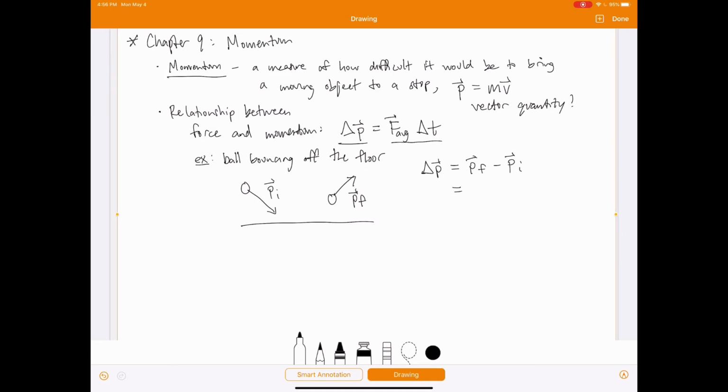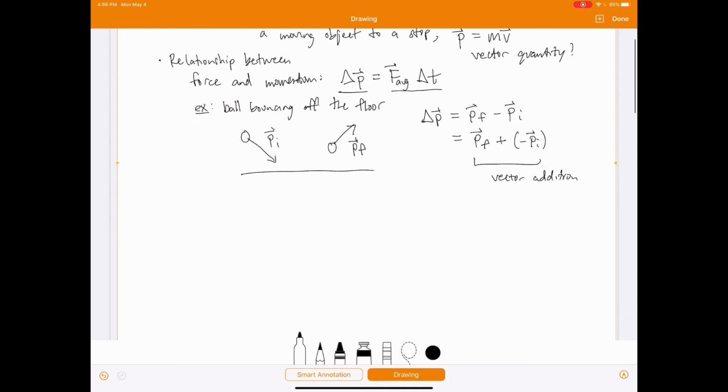And for this example, I want us to get some sense of what that force looks like. So I'm going to draw a diagram. When we have P final minus P initial, this can be thought of as P final plus negative P initial. And right here, what's being described is vector addition. I'm adding two vectors to get delta P. So let's do that. I can use the tip to tail method to add these two vectors.